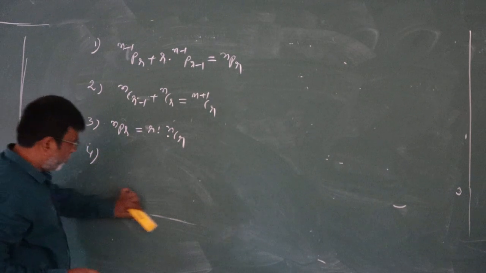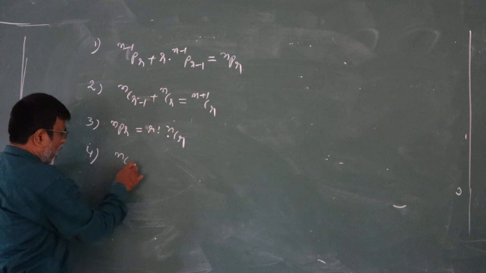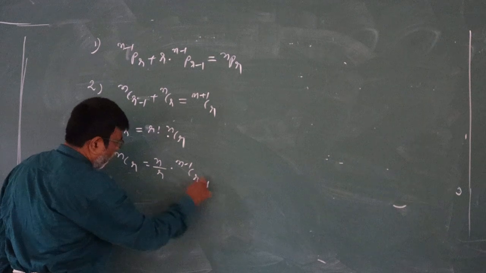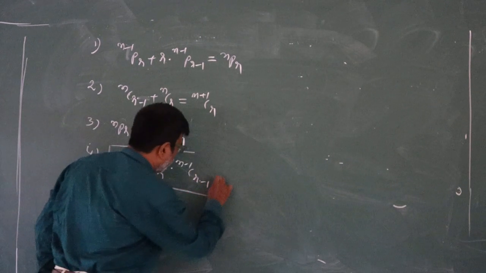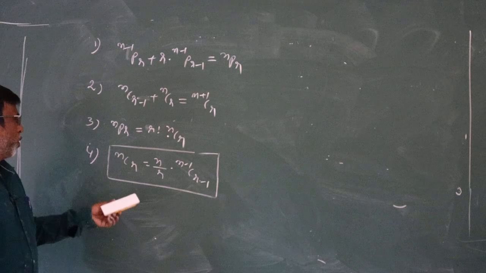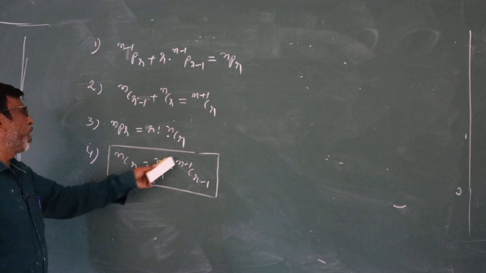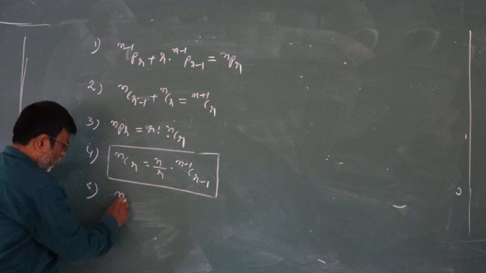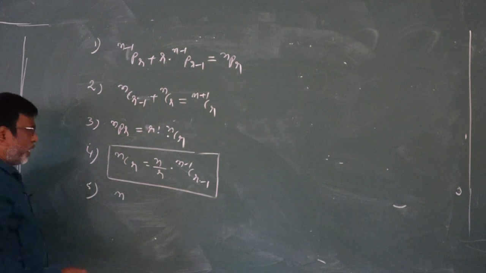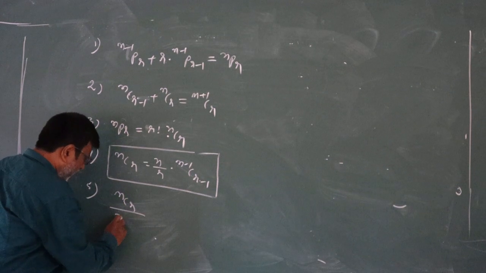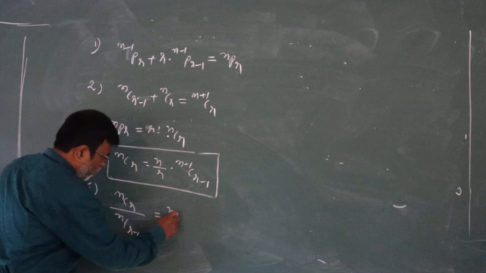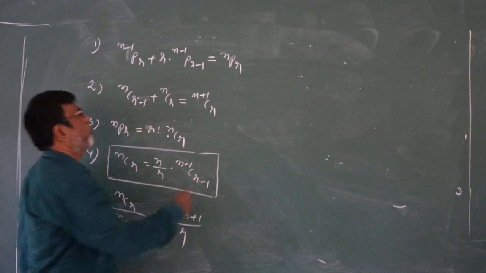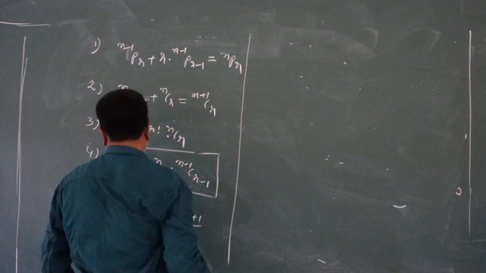Fourth one is a combination concept. NCR equals n by R into (n minus 1)C(R minus 1). This is the most advantageous formula while solving so many problems. One more formula: NCR by NC(R minus 1) equals (n minus R plus 1) by R. This is the fifth formula, most advantageous while solving the problems.